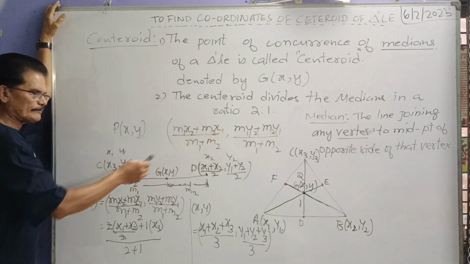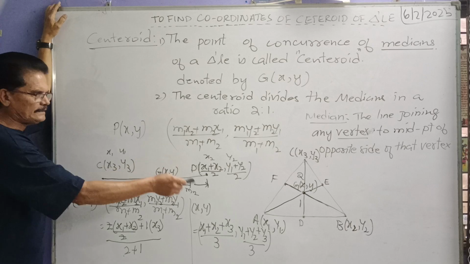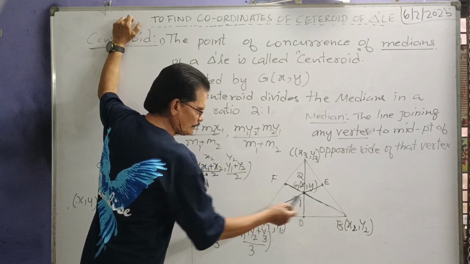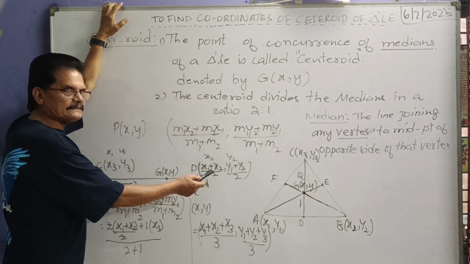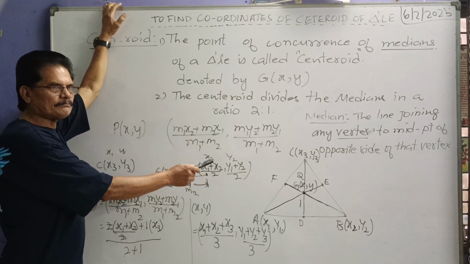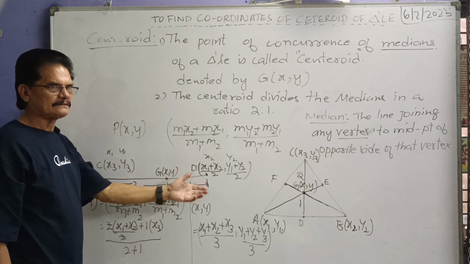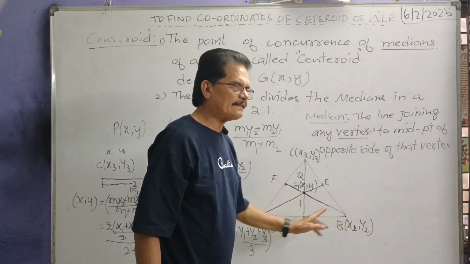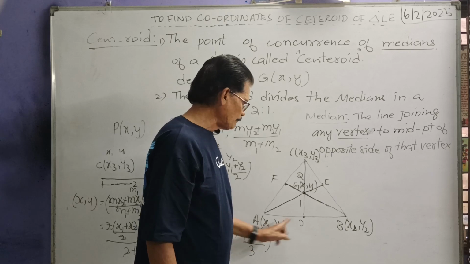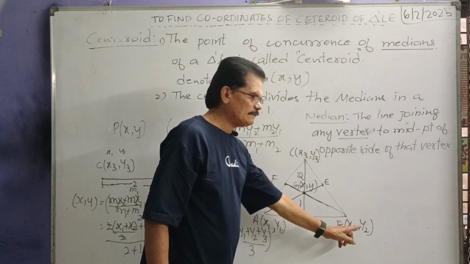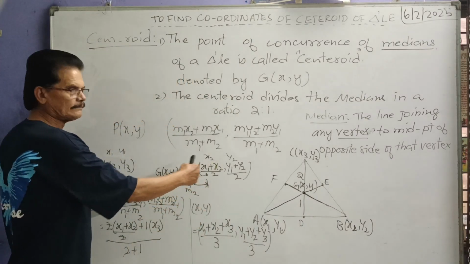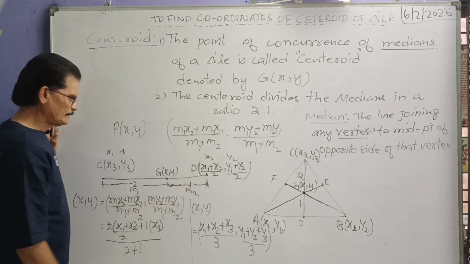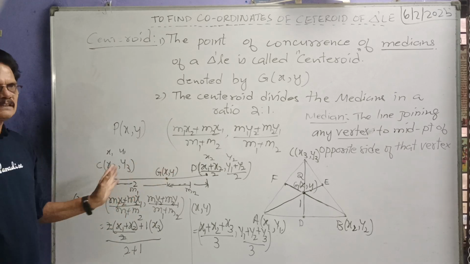C is x3, y3, and D is the midpoint, where the ends are x1, y1 and x2, y2. D would be x1 plus x2 by 2 and y1 plus y2 by 2. That is the formula of the midpoint. And G is dividing in the ratio 2:1. Now give the names of the ends.